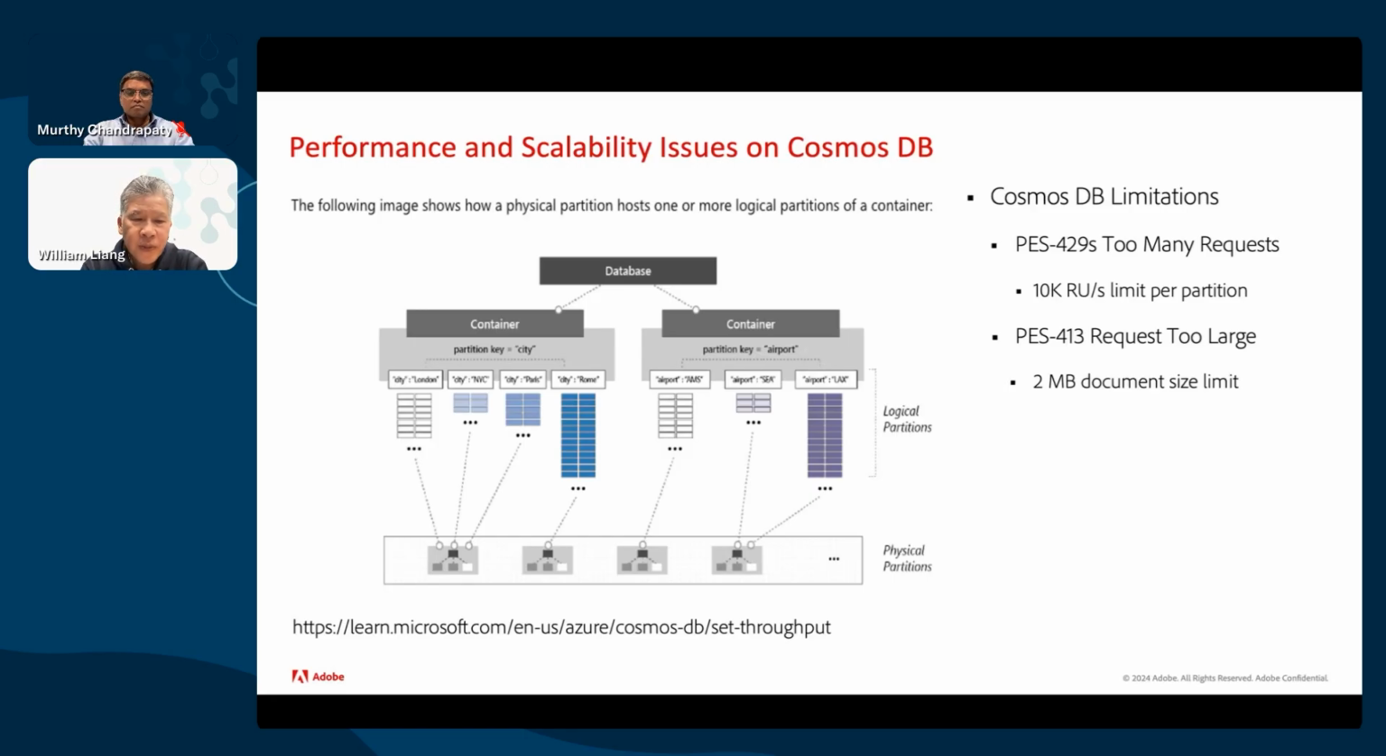One, each physical partition has a limit of 10,000 RUs per second, meaning that if one document read consumes 1 RU, we were constrained to 10,000 document reads, or 10,000 nodes and relationships, per second. The other challenge was that Cosmos doesn't support cross-partition transactions, meaning that to achieve snapshot isolation, we were constrained to a single physical partition.